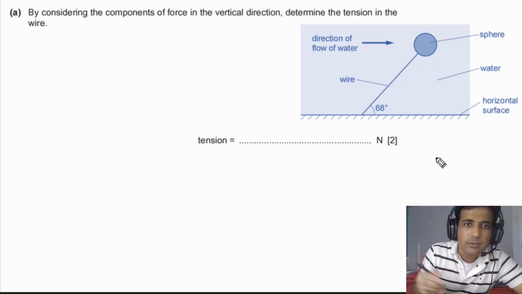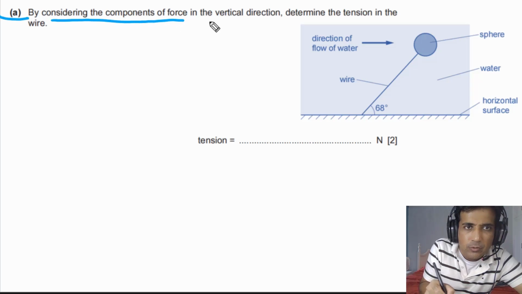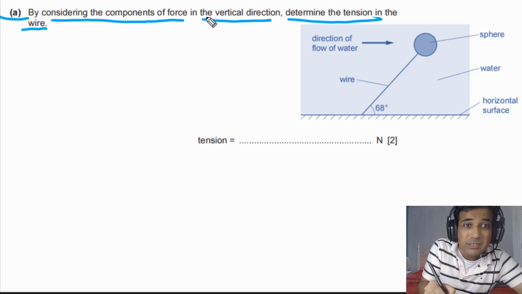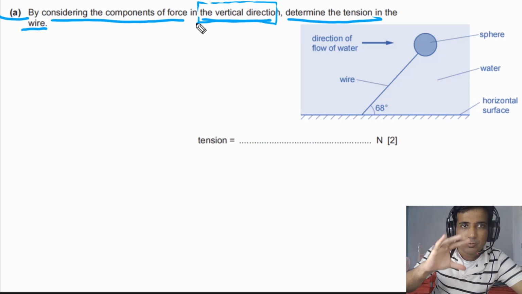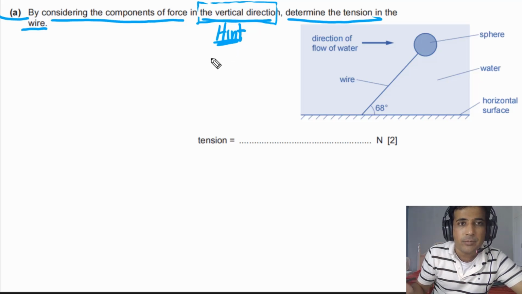If you look at the second slide, you can see the question is asking us for part A, we need to consider the components of the force in the vertical direction and we need to determine the tension in the wire. So this is the hint. The question is telling us we need to consider the vertical direction. So it means you have to resolve forces in the vertical direction. If you see any hint given in the question, follow that and that will make your life easier.